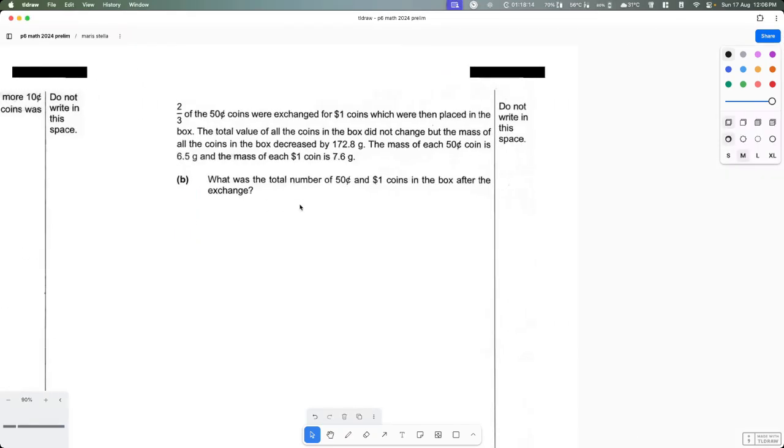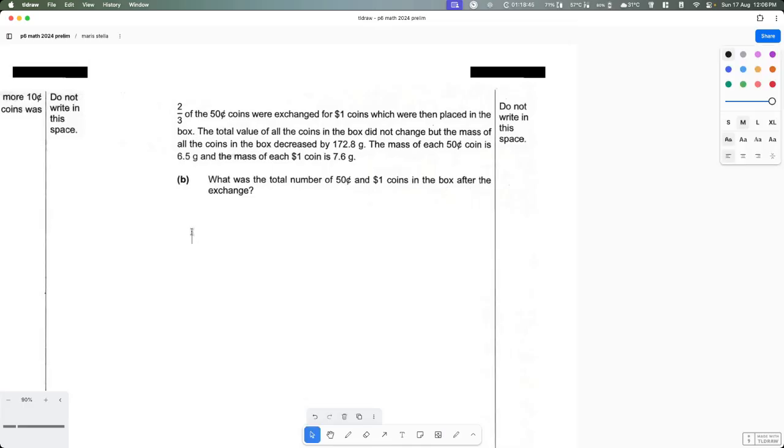All right, so part B says 2/3 of the 50-cent coins were exchanged for $1 coins, which were then placed in the box. The total value of all the coins in the box did not change, but the mass of all the coins in the box decreased by 772.8 grams. The mass of each 50-cent coin is 6.5, and the mass of each $1 coin is 7.68. So, what was the total number of 50-cent and $1 coins in the box after the exchange?